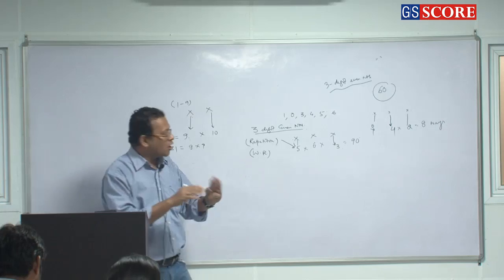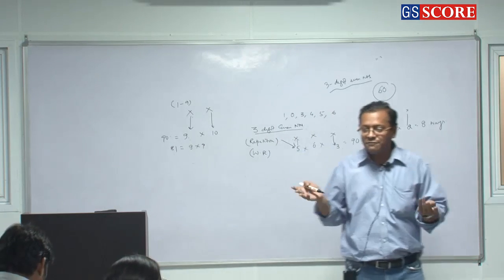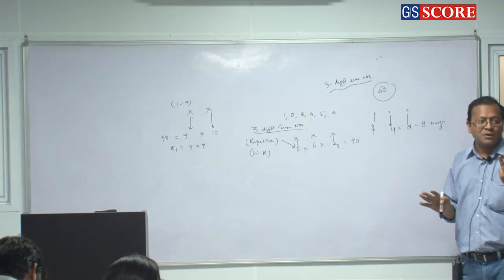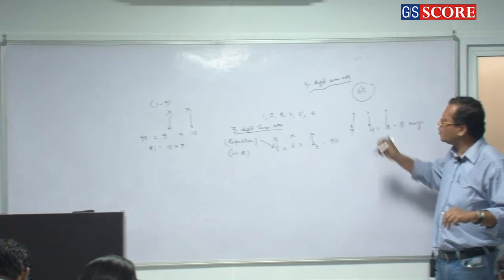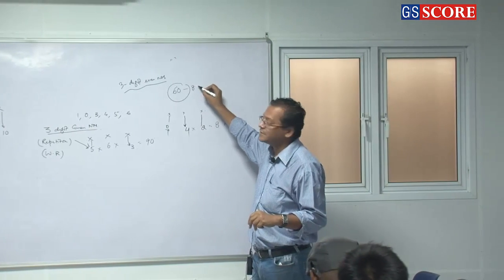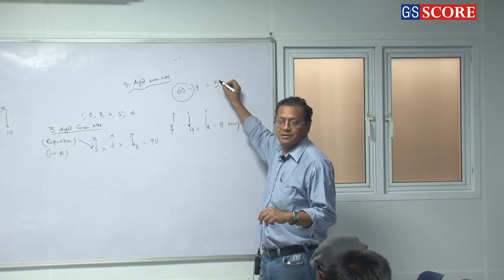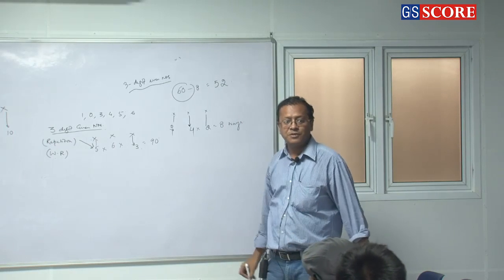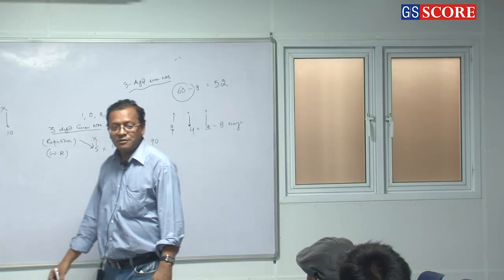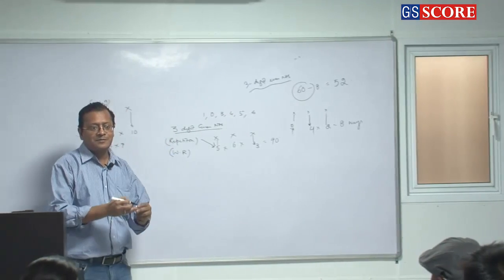Clear? And if 0 is at the first place, then it is not a 3-digit even number. Sure. So how many numbers are there? 60 minus 8 will be equal to how much? 52. Answer is 52, not 60.